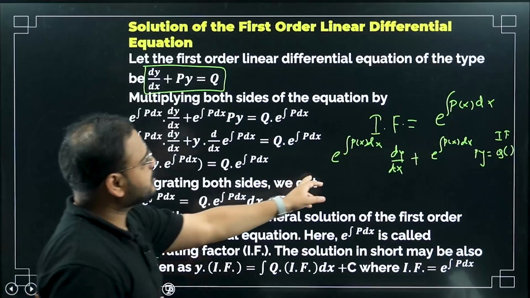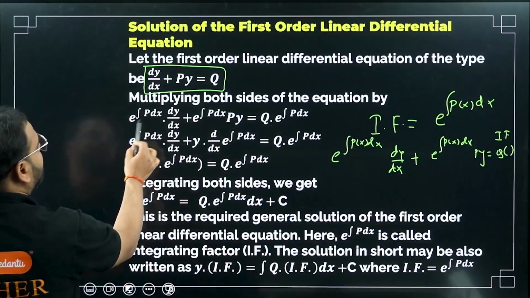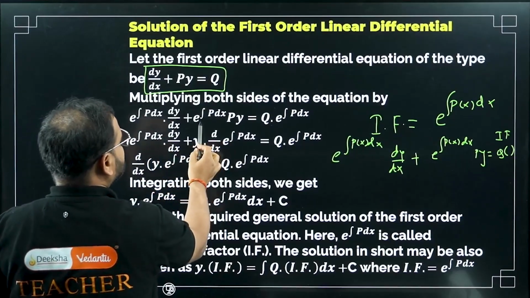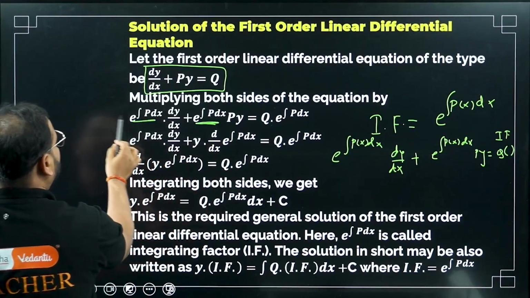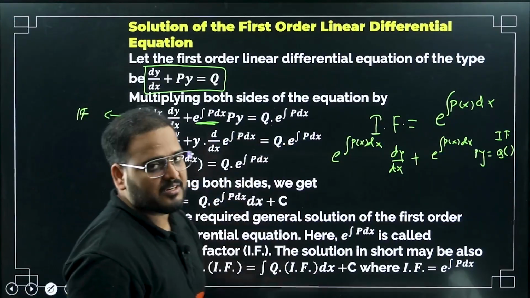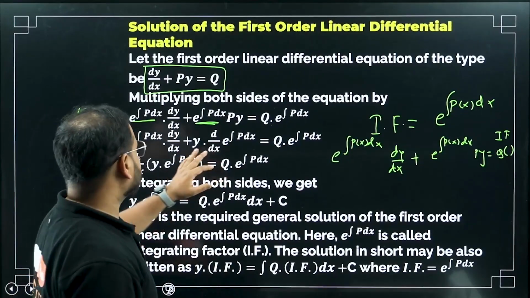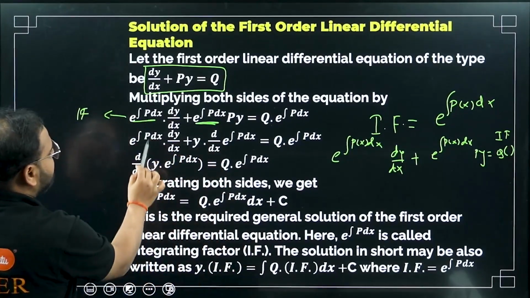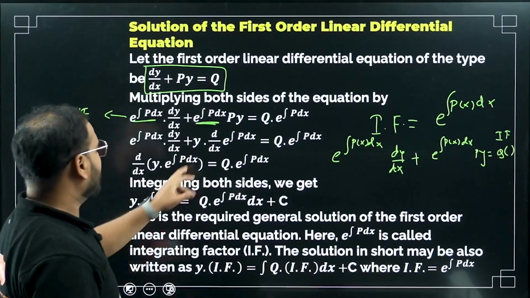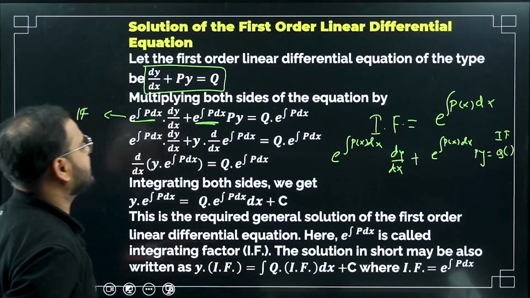Can you write it like this? Please check here. This is the same thing written as e power integral Px dx times dy by dx plus e power integral Px dx, which is, what is this value? This is the IF, that is multiplied to every single term. Next step is what? Please check. So e power integral Px dx dy by dx remains as it is. This part remains as it is. Over here, y times d of e power integral Px dx.